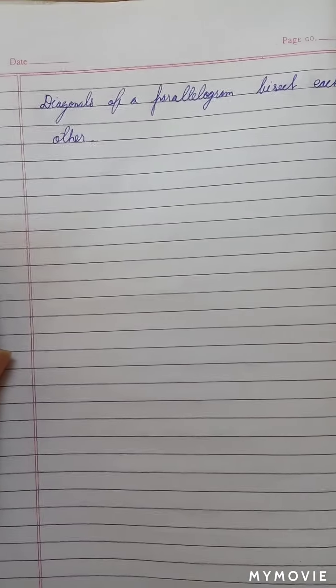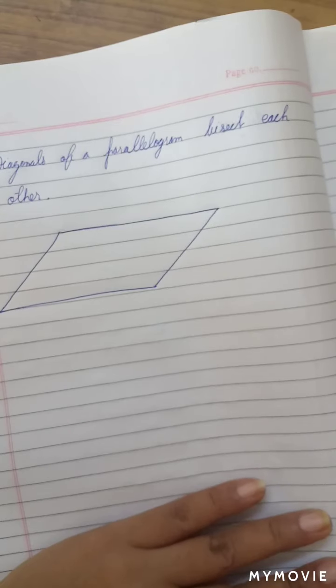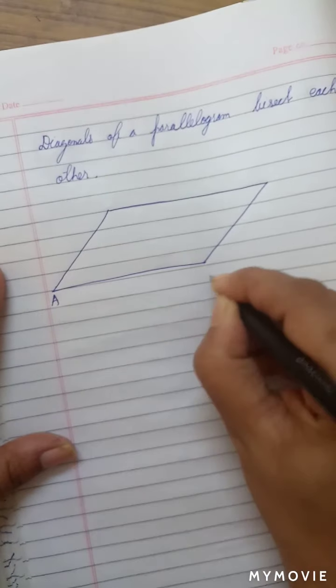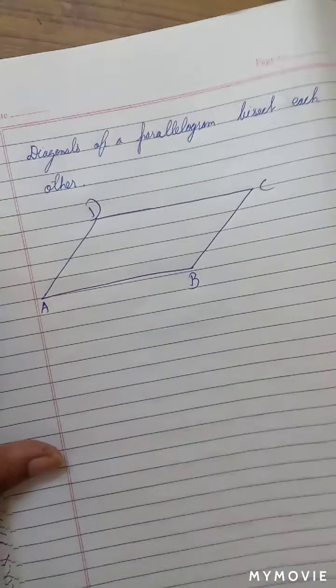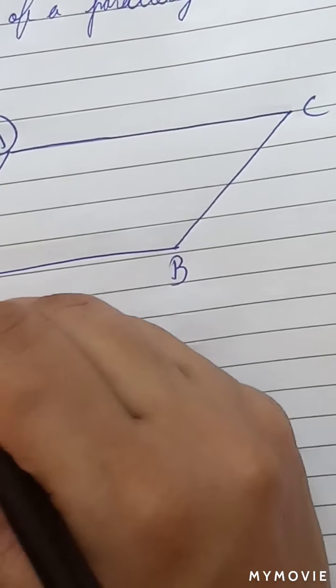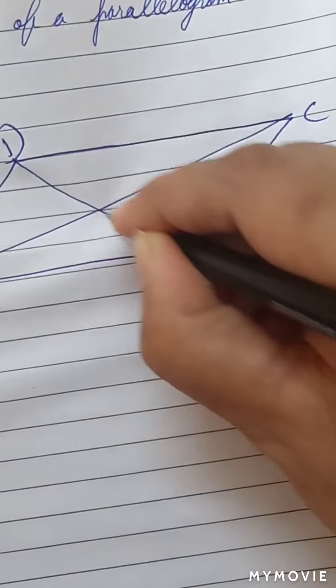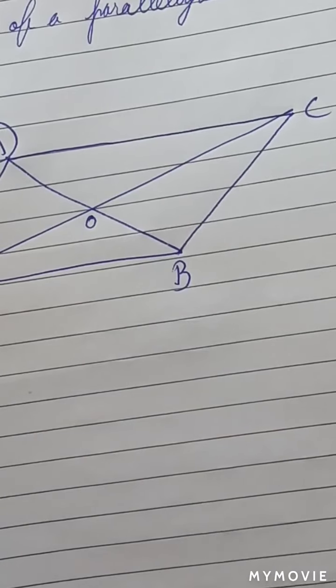Diagonals of a parallelogram bisect each other. Let's prove it. Now this is a parallelogram. Let's call it A, B, C, D. Now the diagonals of this parallelogram are AC and BD. Let's say they meet at point O.